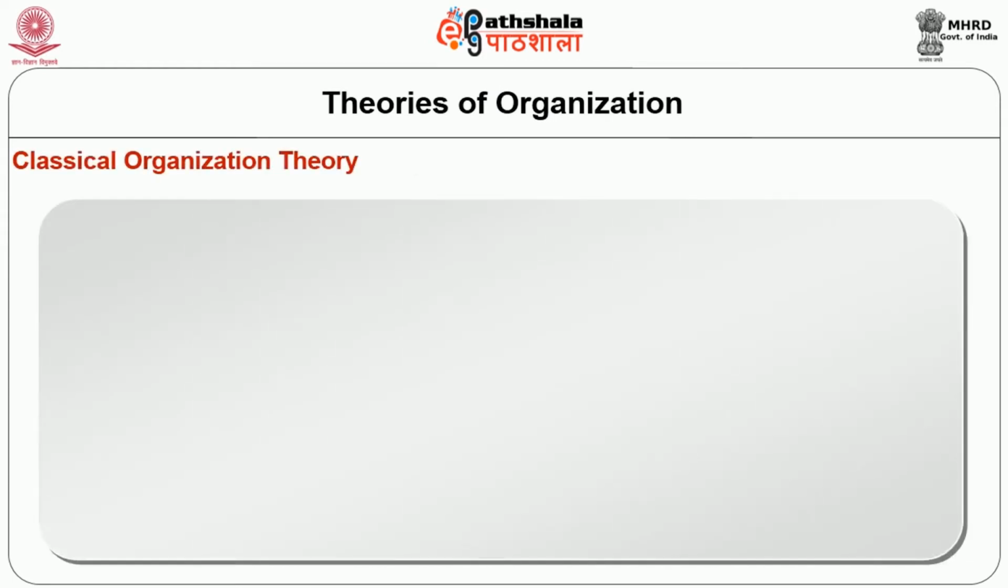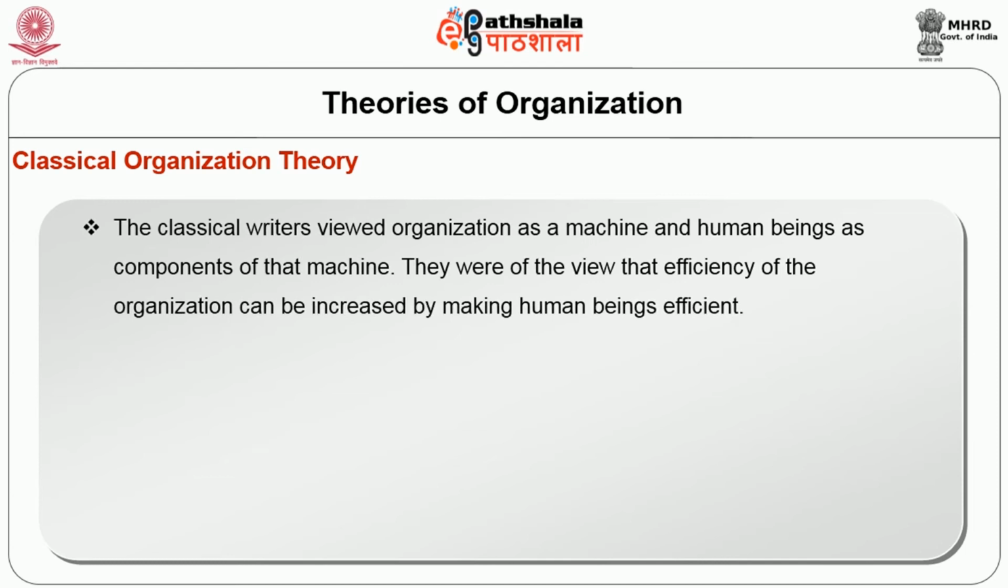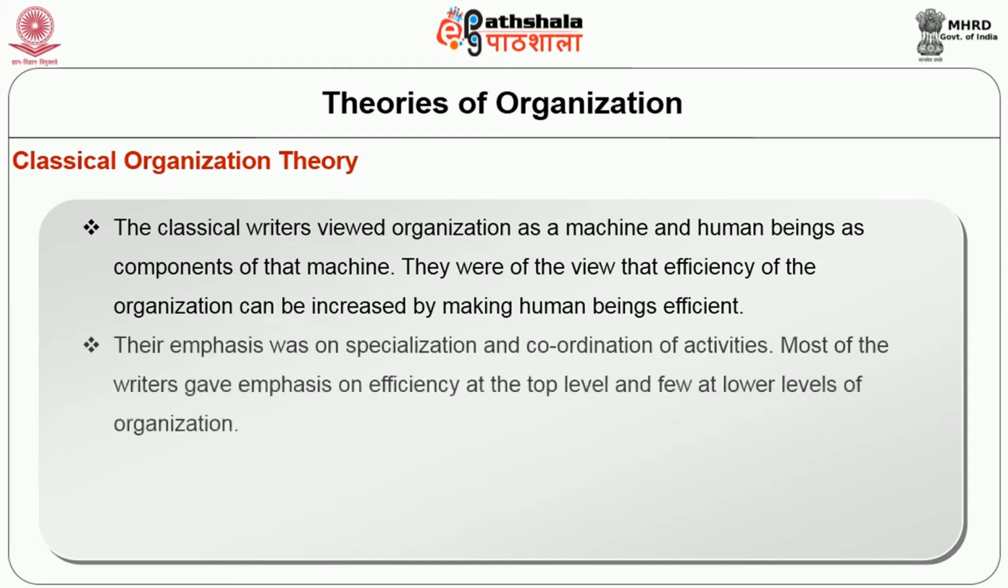Classical organization theory. The classical writers viewed organization as a machine and human beings as components of that machine. They were of the view that efficiency of the organization can be increased by making human beings efficient. Their emphasis was on specialization and coordination of activities. Most of the writers gave emphasis on efficiency at the top level and less at the lower level of organization.